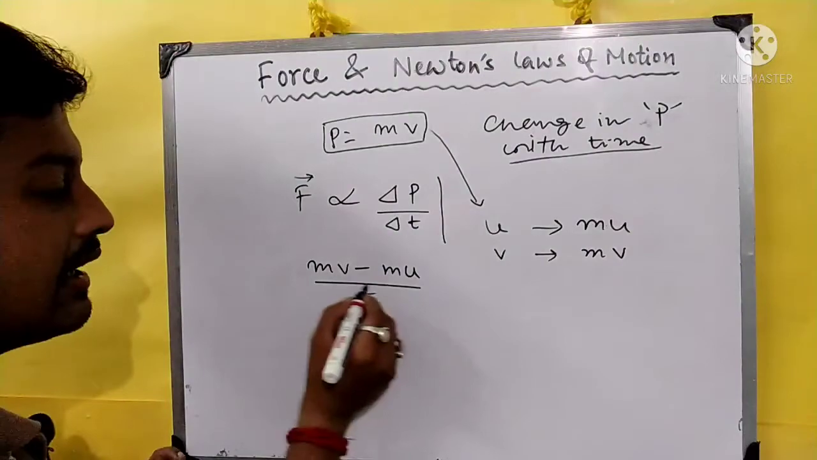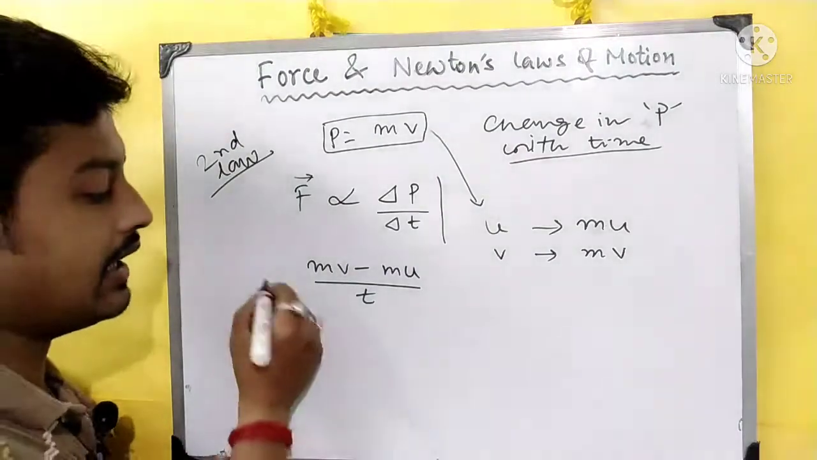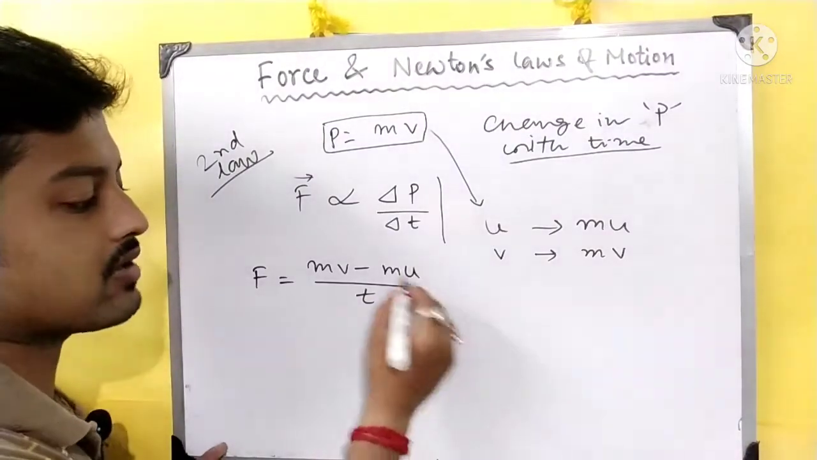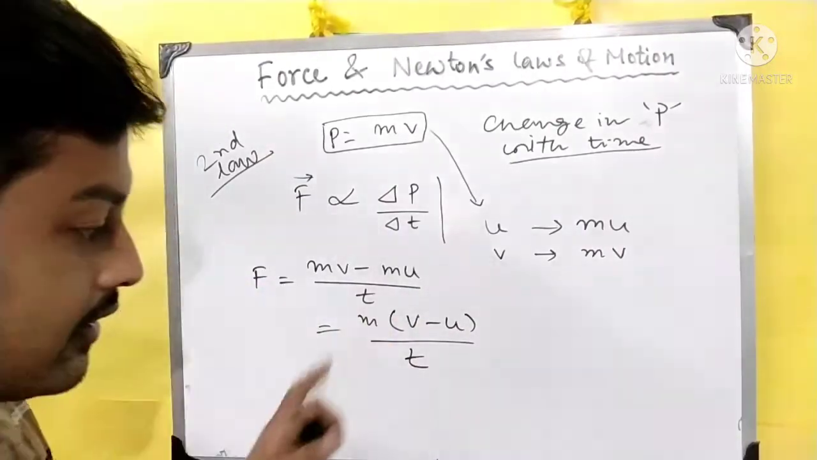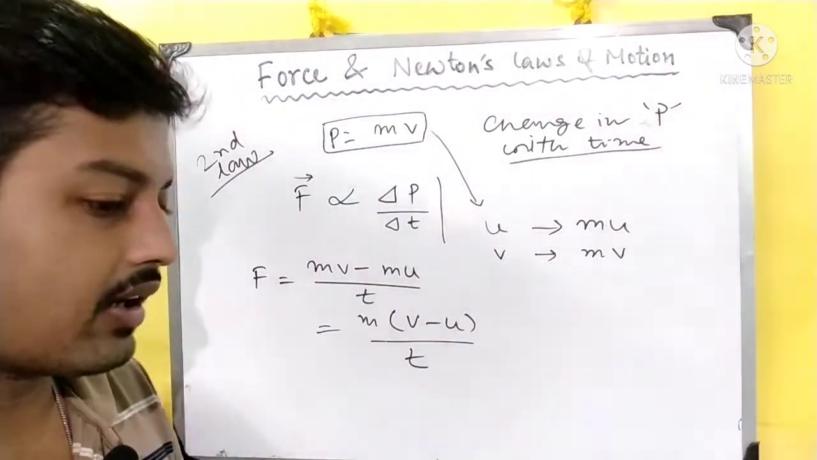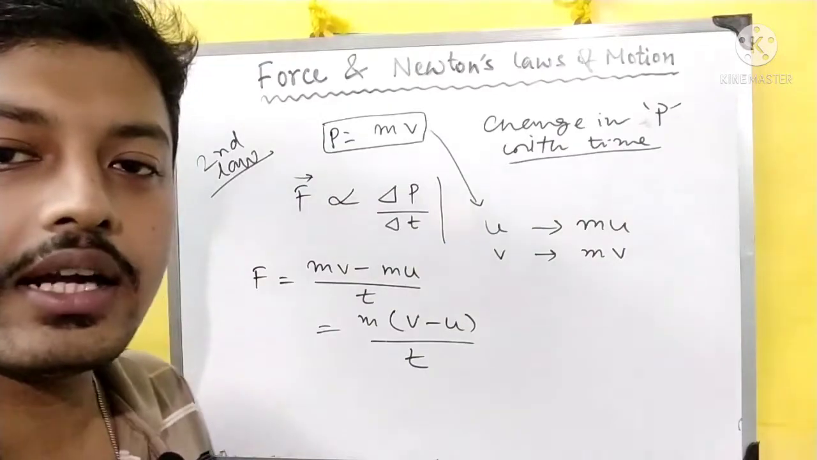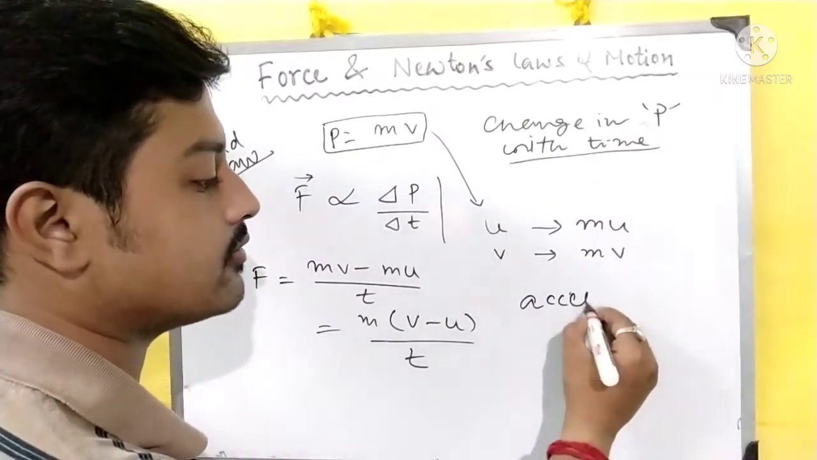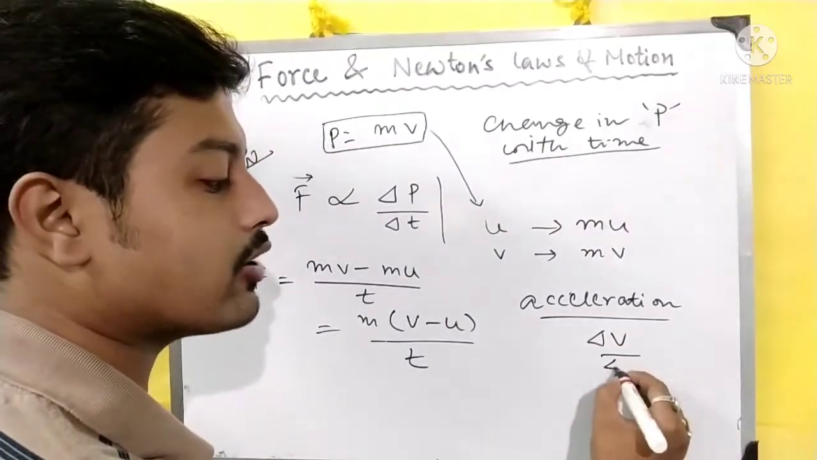The second law of Newton's motion says that this is equal to the value of the force applied. From here we can take m as common: m times (v minus u) by t. And there is an interesting part in this expression. We know that when a body has a velocity and its velocity is changing with respect to time, it gives us the expression of acceleration.